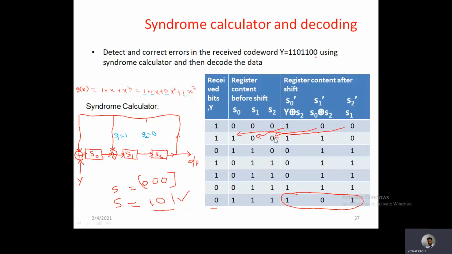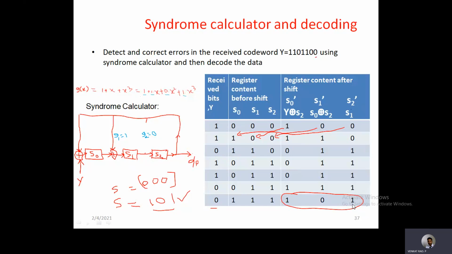Consider these values are the previous values. So repeat here 1 0 0, and based on these 4 values, perform the shift operation. Substitute in the formulas and find the contents of S0, S1, S2 after every shift operation based on these inputs. After completing the last input from the received bits, the final contents of the flip-flops are nothing but the syndrome values.